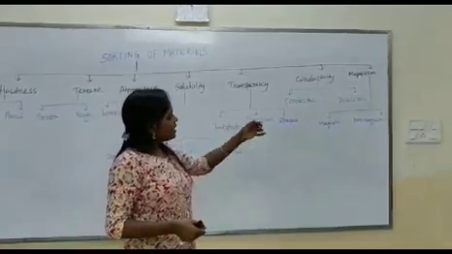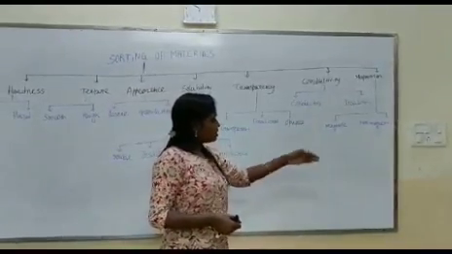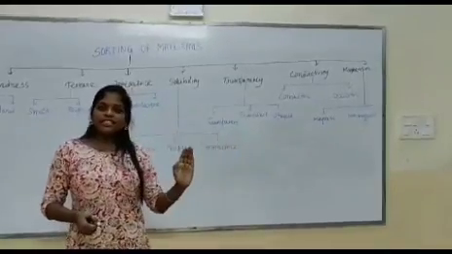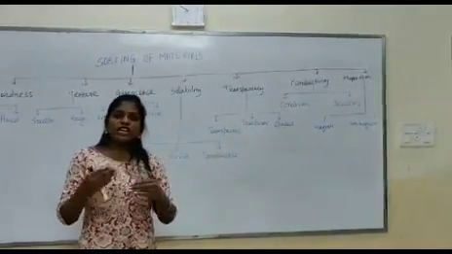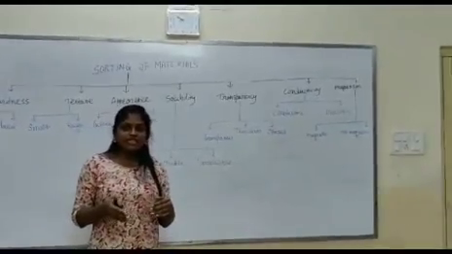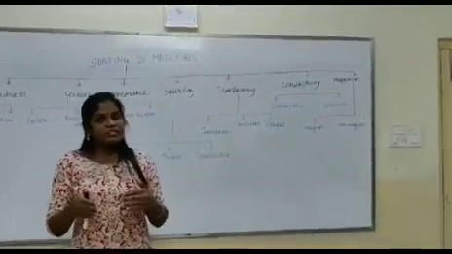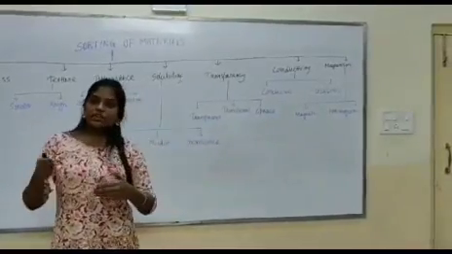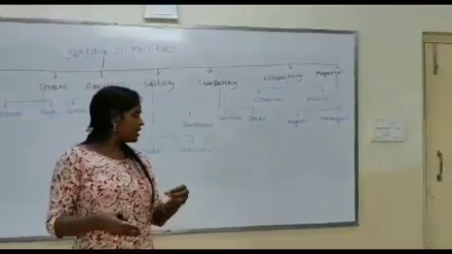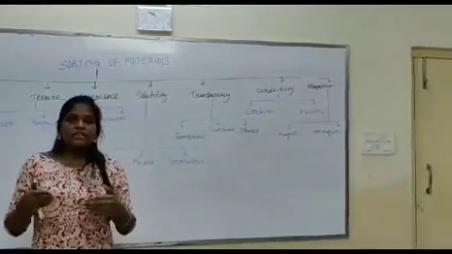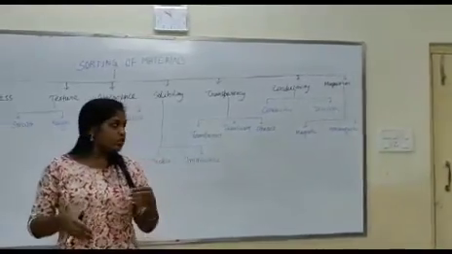Next and last category is magnetism. This is also divided into two parts, magnetic and non-magnetic. Magnetic means a substance which can be attracted by a magnet, and non-magnetic means a substance which cannot be attracted by a magnet. Examples of magnetic particles are iron, nickel, and cobalt, substances which can be attracted by a magnet, and the others are called non-magnetic.